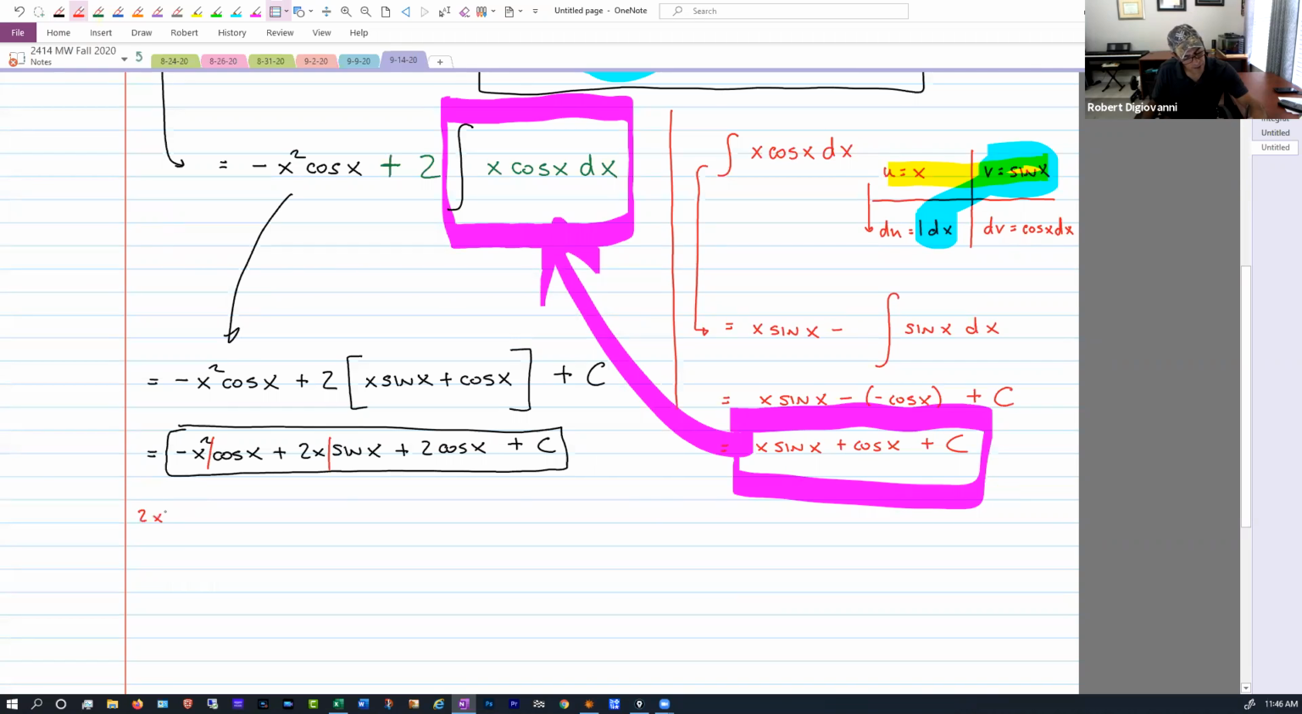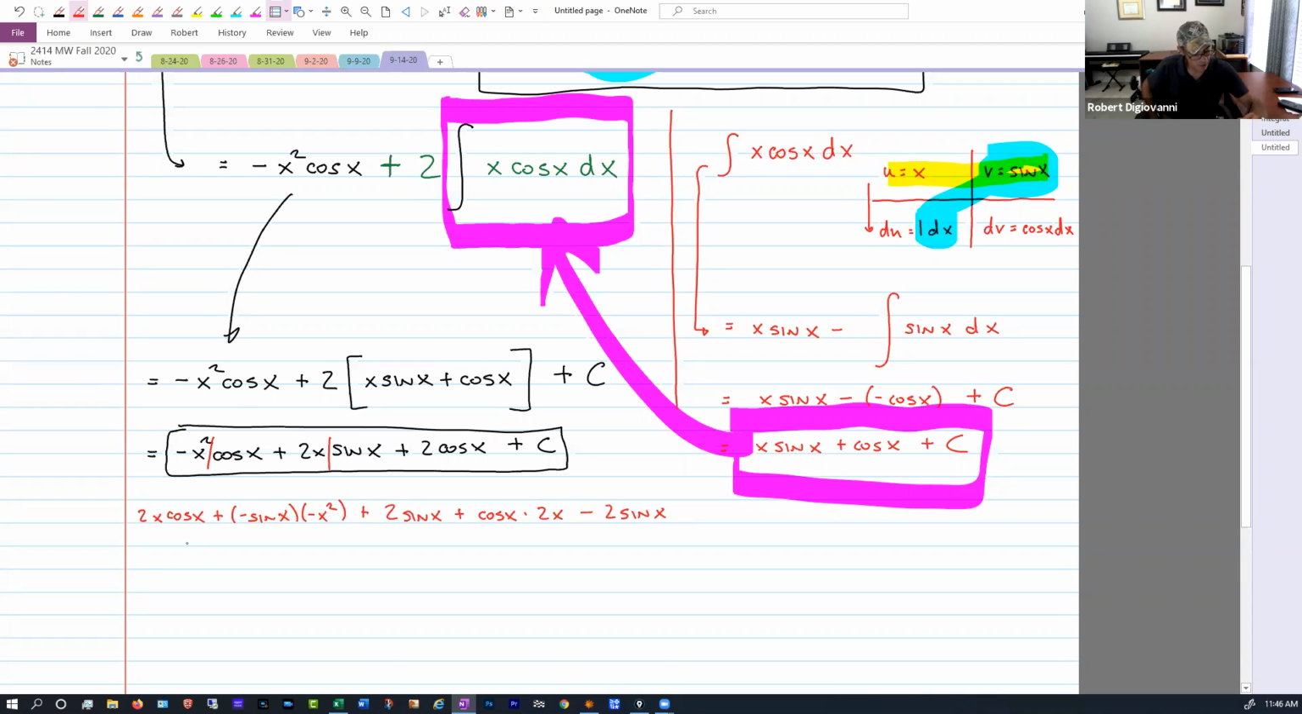I've got 2x cosine x plus derivative cosine is negative sine times the first function. Okay, plus now the other product rule. Derivative of the first one times the second one plus derivative of sine is cosine x times the first one. And then I have plus 2 times the derivative cosine is negative sine. So I'm going to change that to minus 2 sine x.